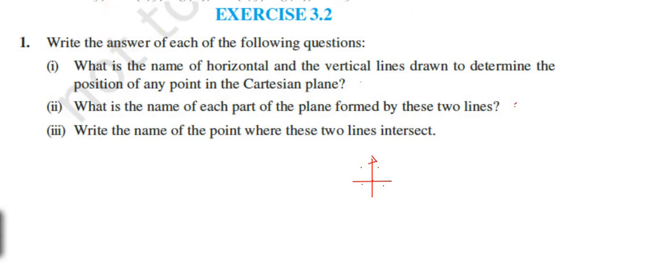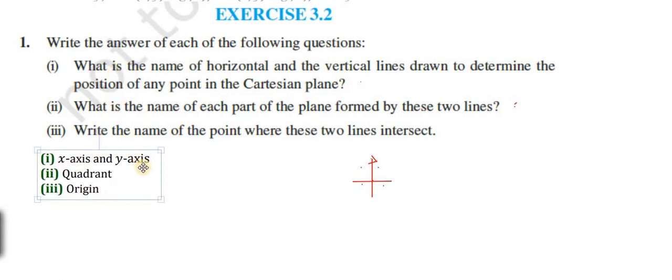Okay, after writing the first question, write all the answers. Don't write like this. After writing the first question, write this answer: x-axis and y-axis. Next, name each part of the plane. Here we can write quadrants, and next here it is origin. I hope all of you understood. Okay, now we'll move to the next problem.